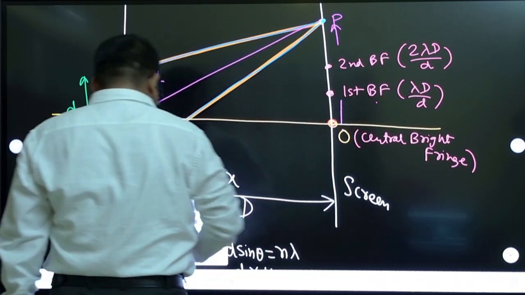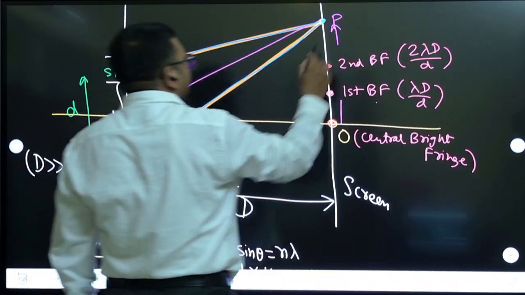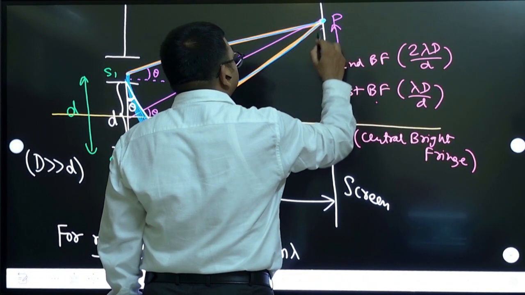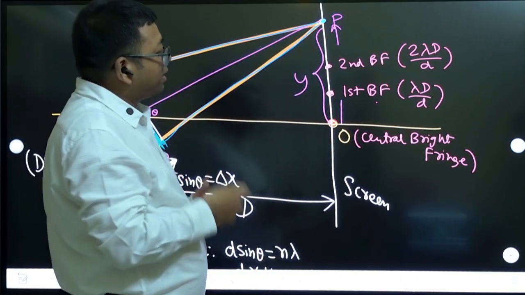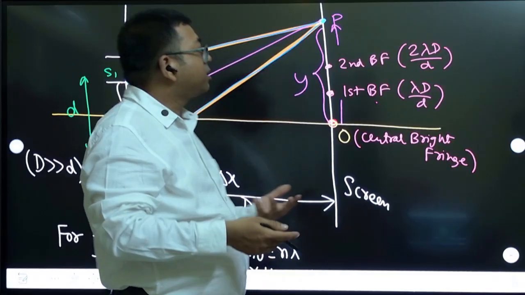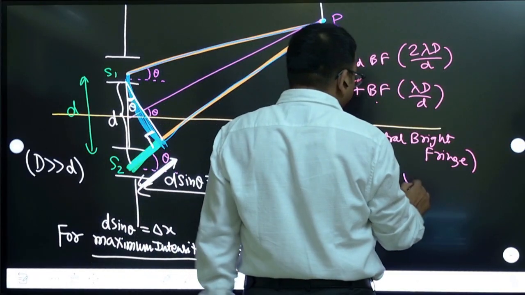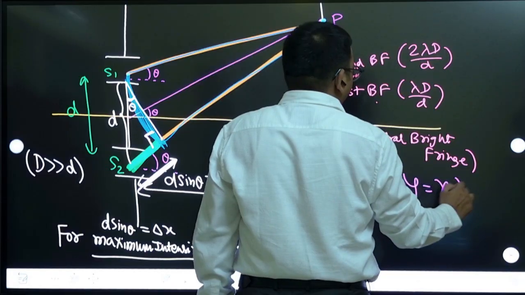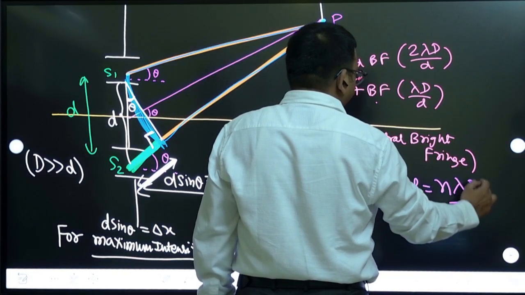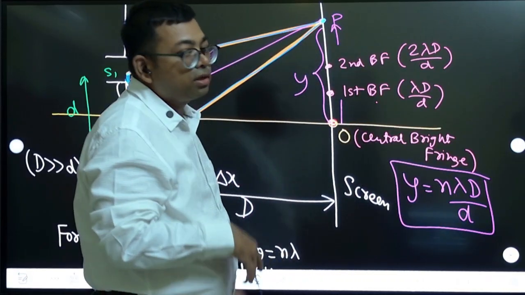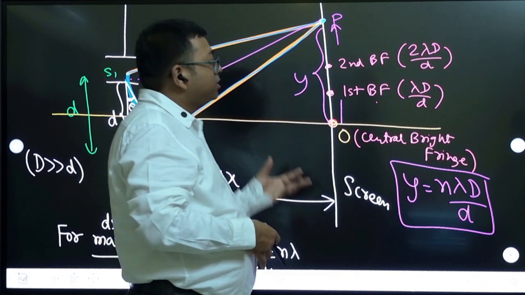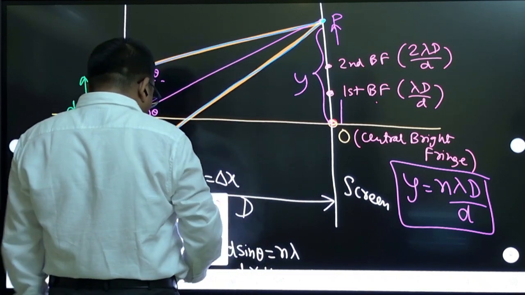In general, I have taken this distance as y. Note that this distance I have taken as y. Here y can be the first bright fringe, second bright fringe. So for bright fringes, we got this condition: y is equal to n lambda D by d. n is 1 means first, n is 2 means second, n is 0 means central bright fringe.